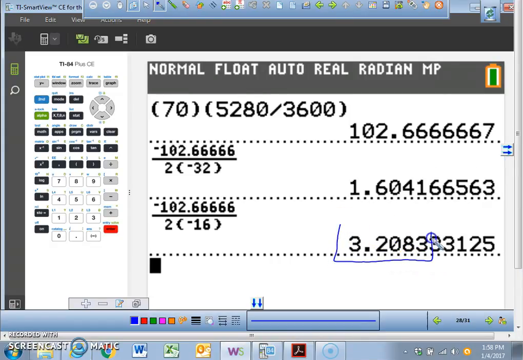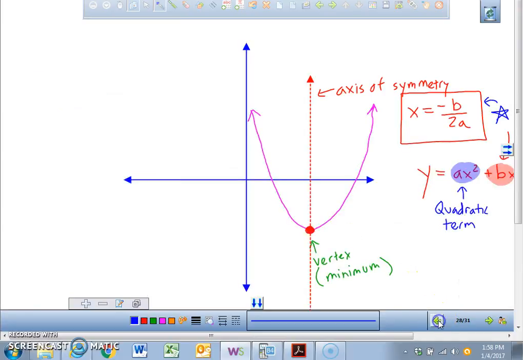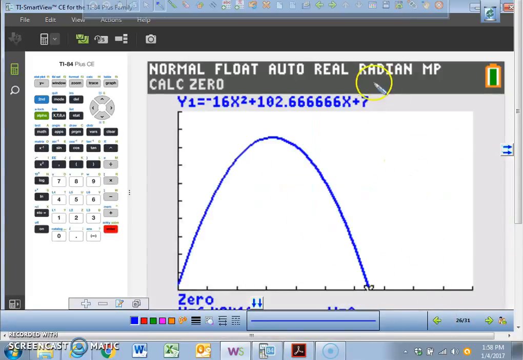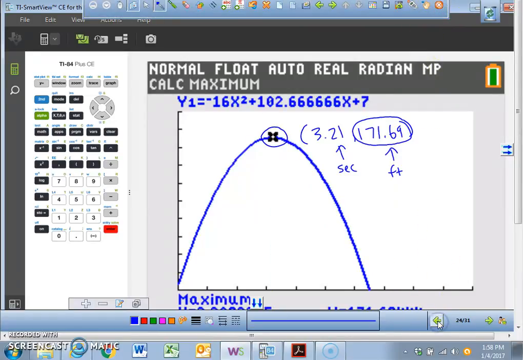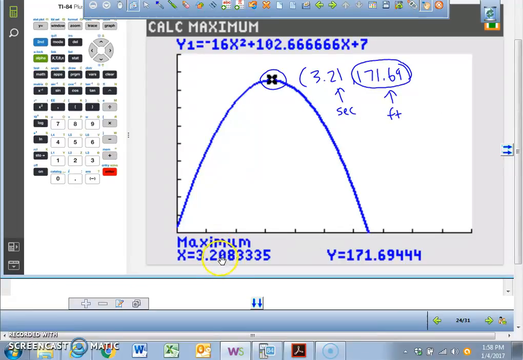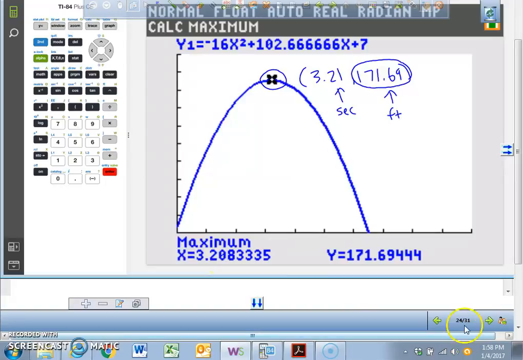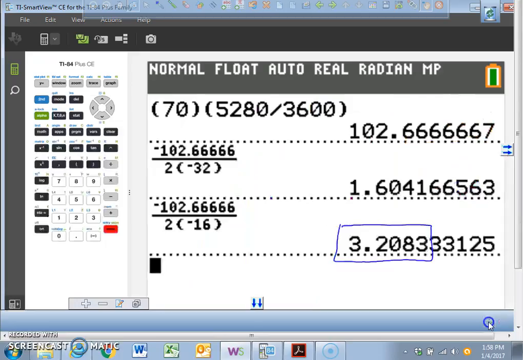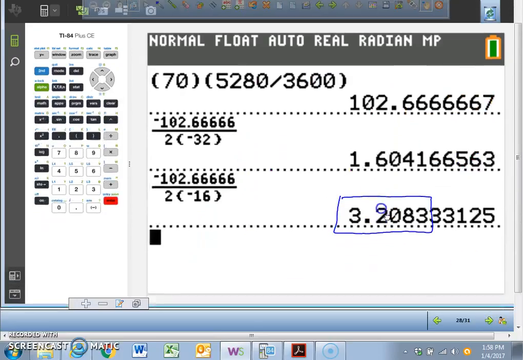You guys see this number right here? 3.2083. Has that come up anywhere else before? Yes. Should be X to the maximum. Was it? To the second. Let's go here. Check this out. Hey, look. See that maximum right there? 3.208. That's the same number that we got right here.